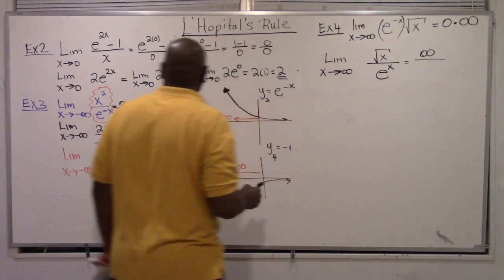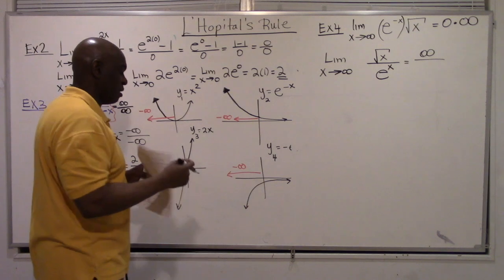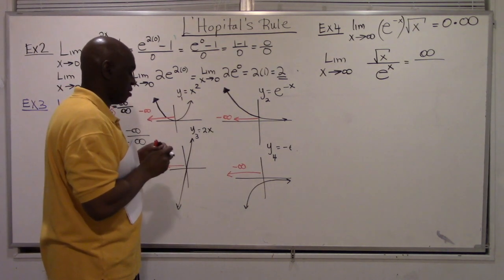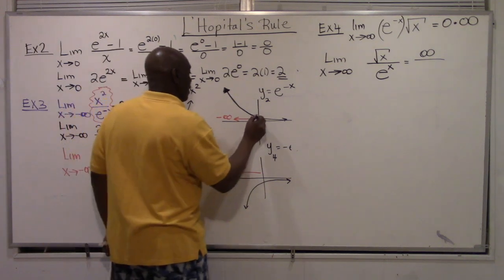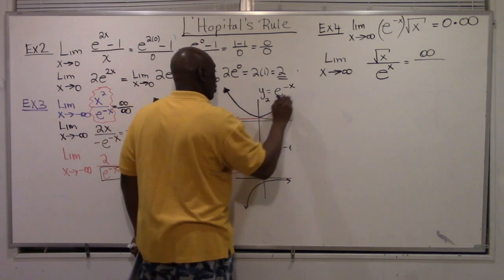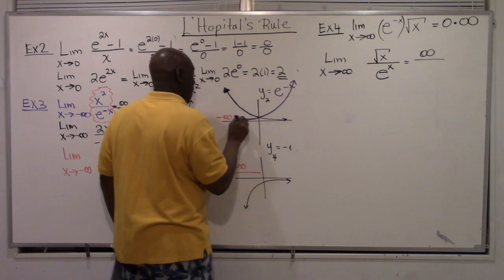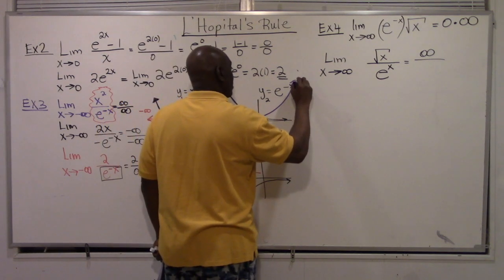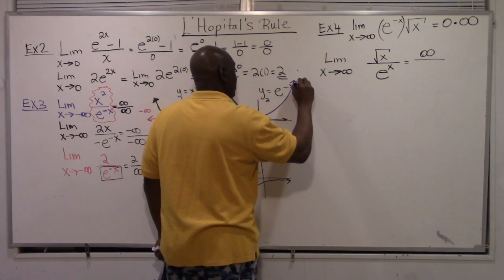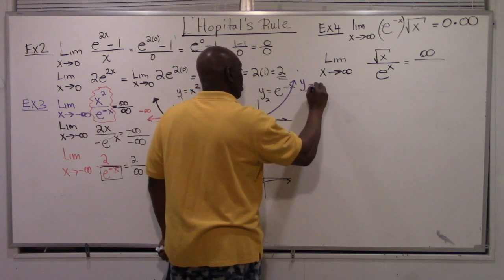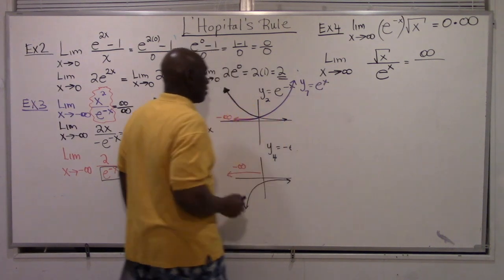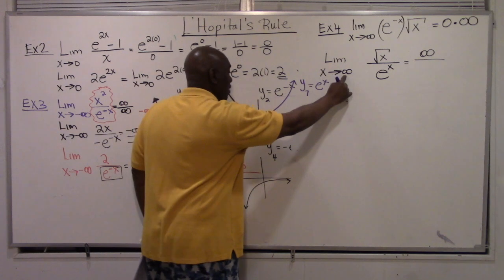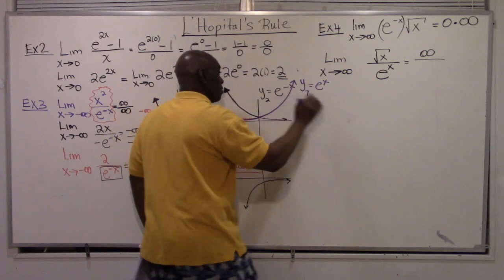Did I graph e to the x? I did not graph e to the x. Let me graph e to the x on y2. E to the x looks like this. I'm going to do it in purple. There's e to the x. This is y7, which equals e to the positive x. See, that's in purple. That's what it looks like. So as x goes to infinity, e to the x also goes to infinity.